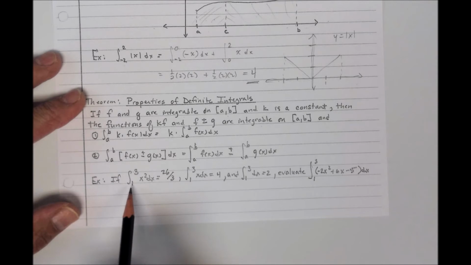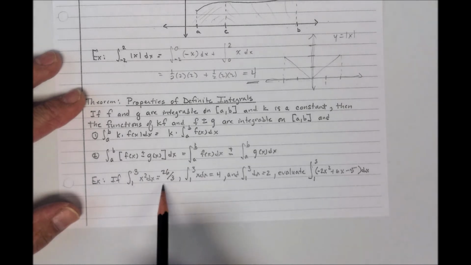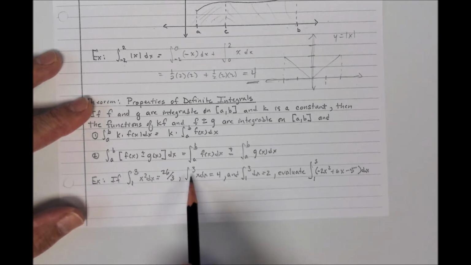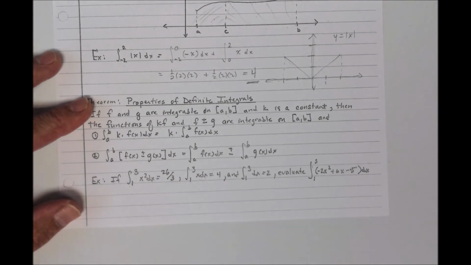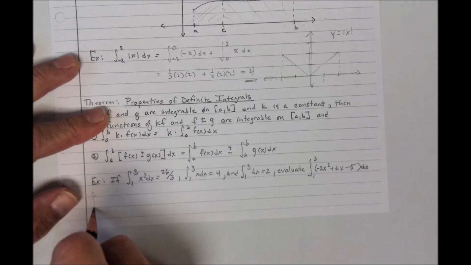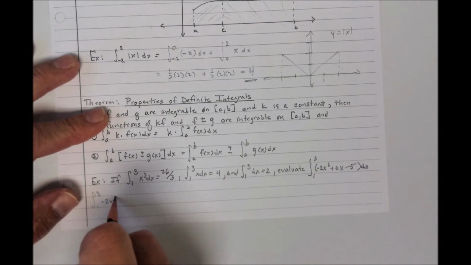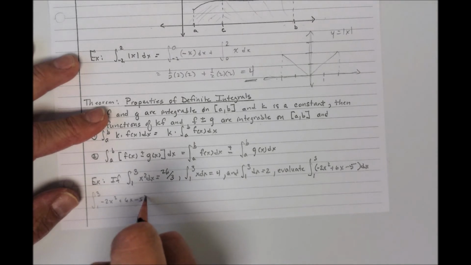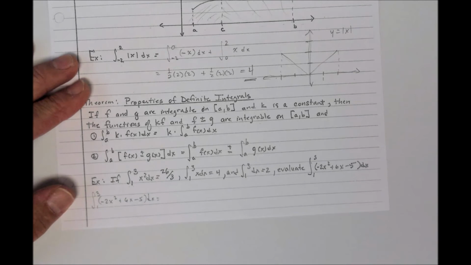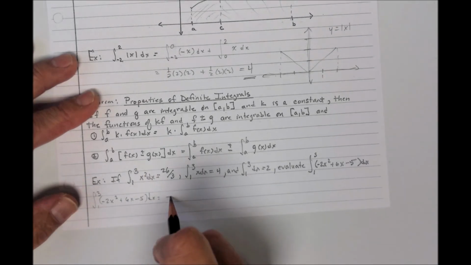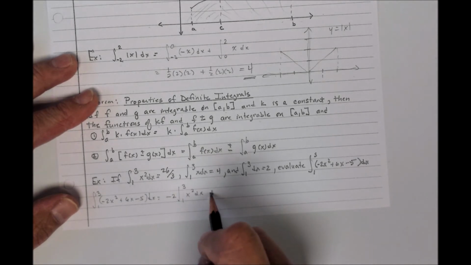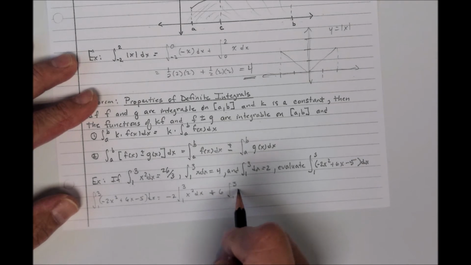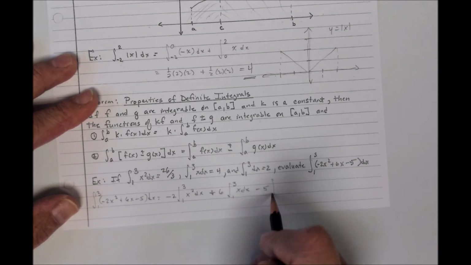Now, if I know that the integral from 1 to 3 of x squared dx is equal to 26 thirds, and the integral from 1 to 3 of x dx is equal to 4, and the integral from 1 to 3 of dx is equal to 2, I can evaluate, believe it or not, this integral. Because this integral from 1 to 3 of negative 2x squared plus 6x minus 5 can be broken apart into three integrals using these two properties. This is negative 2 times the integral from 1 to 3 of x squared dx, plus 6 times the integral from 1 to 3 of x dx, minus 5 times the integral from 1 to 3 of dx.